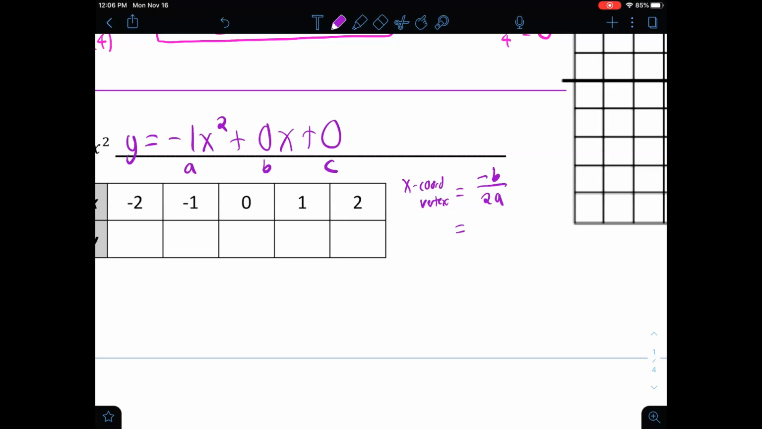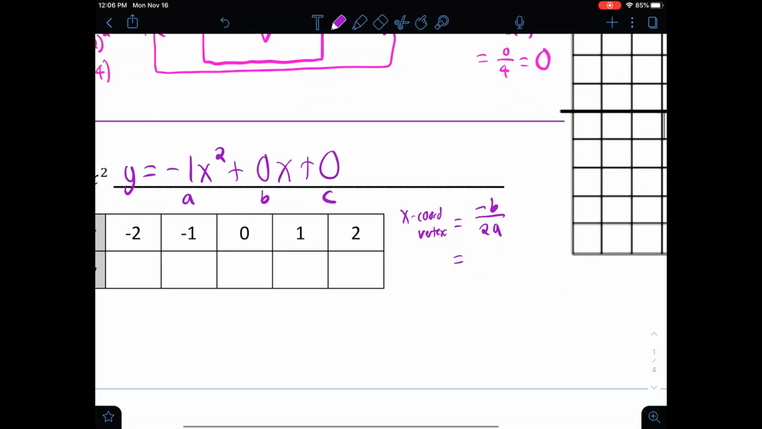So we're going to do the opposite of b, which is 0. So the opposite is 0 over 2 times a, which is negative 1. And that equals 0 over negative 2, which equals 0. So the x-coordinate of the vertex is 0. That's where the 0 came from. Then we go to the left and right of 0. So we got 1 and 2 to the right of 0 on the number line, and negative 1, negative 2 to the left of 0.